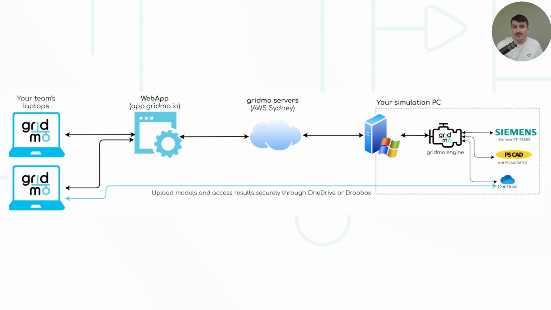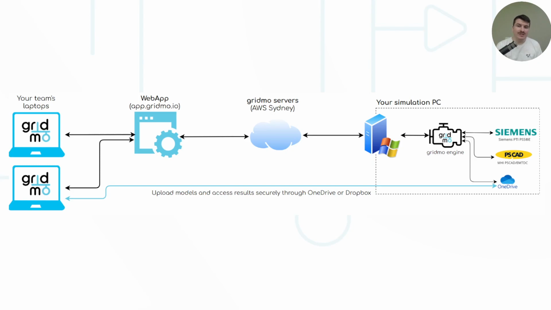On the right-hand side of the screen, I've got a representation of your simulation PC. This may be one or more powerful computers which you use to simulate your power system studies. Maybe you're using software such as Siemens PTI PSSE, Manitoba Hydro PSCAD, or some of the software which we will support in the future. This simulation PC is running a bit of software we provide called the Gridmo engine.